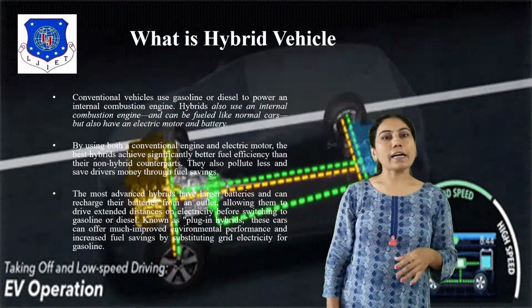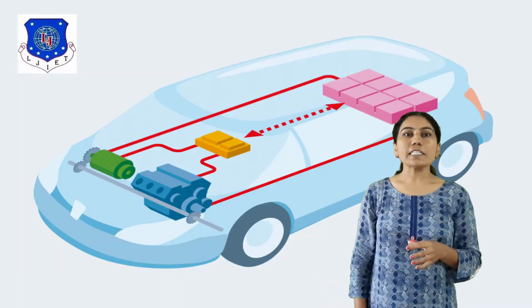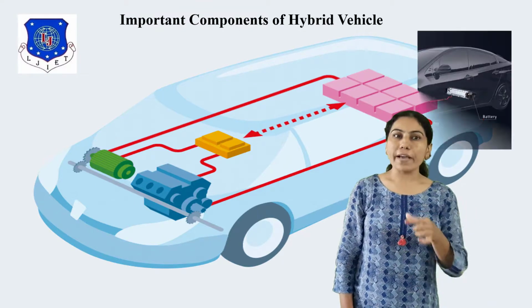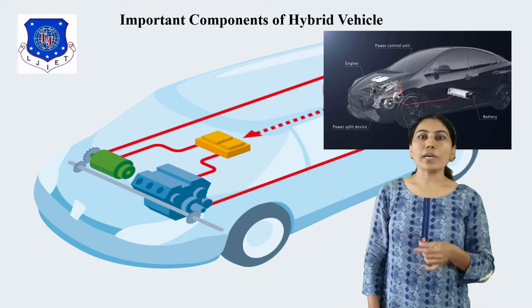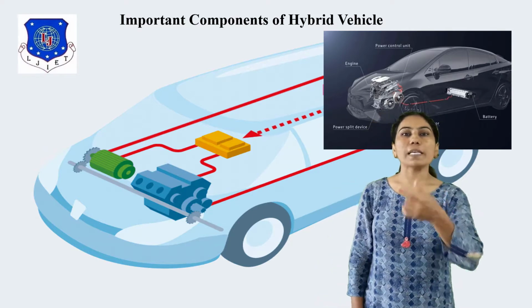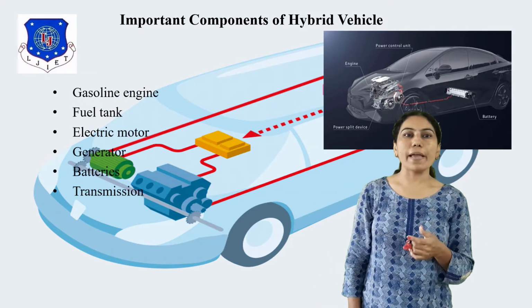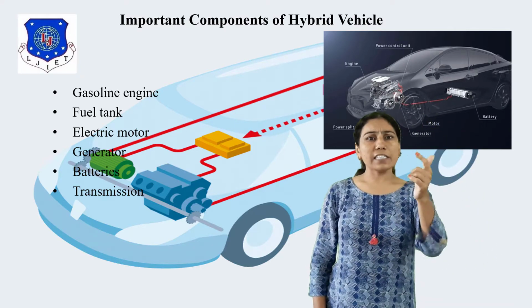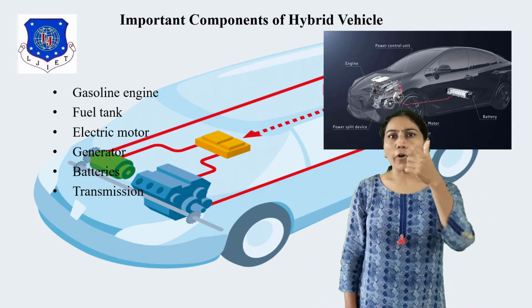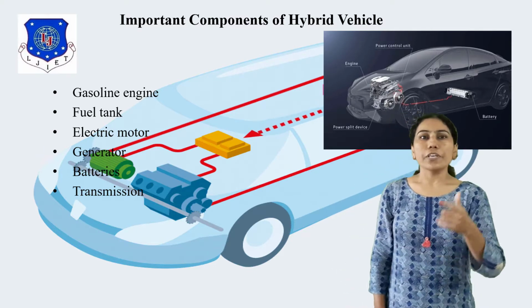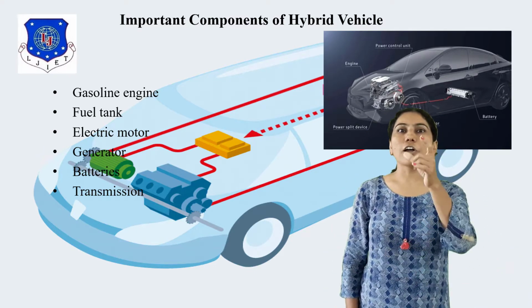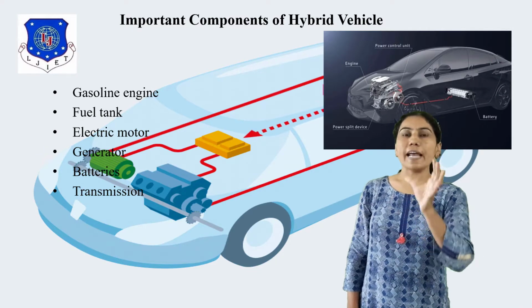Then the second point is the important components of a hybrid vehicle. First you can see the diagram of the important components. These are the different components of a hybrid vehicle: the gasoline engine, then the fuel tank, then the electrical motor, the generator, the battery and the transmission.